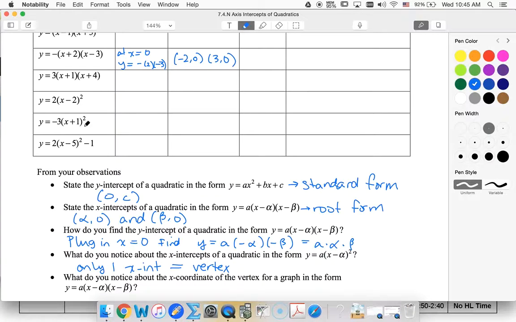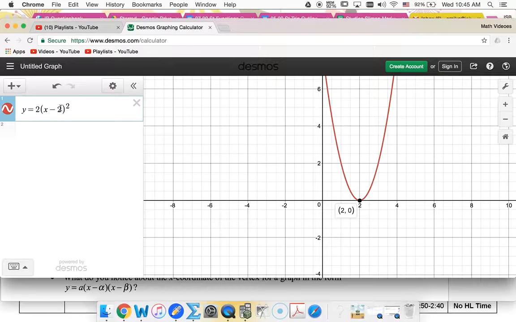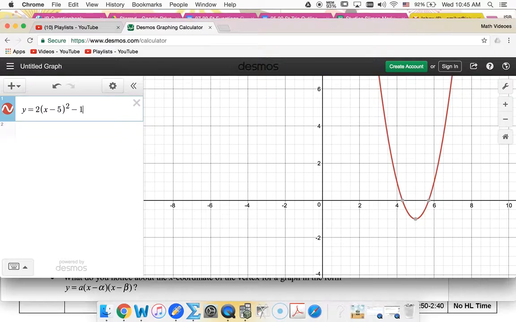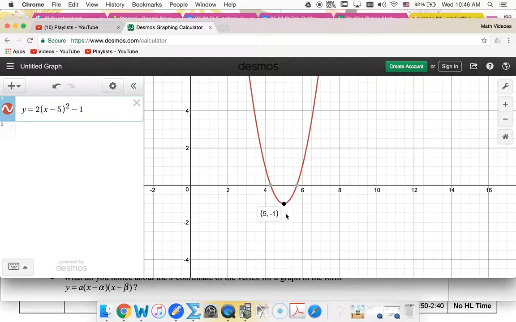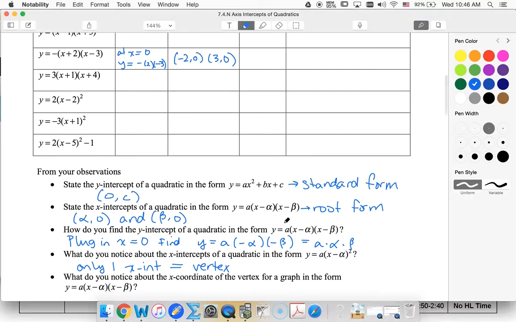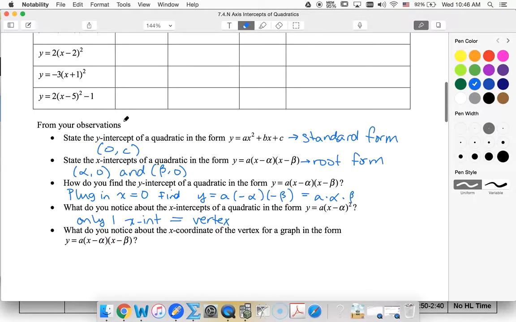Now if I'm in this form, down here where I add a number, so 2(x minus 5) minus 1, now these numbers, the 5 and the -1, end up making my vertex. So this form is vertex form, (5, -1).